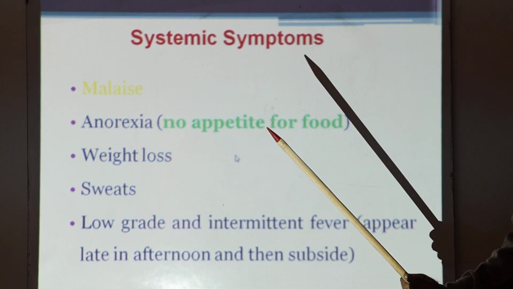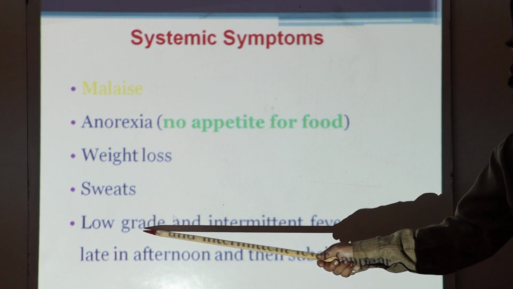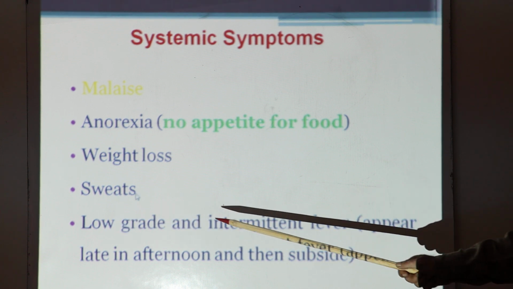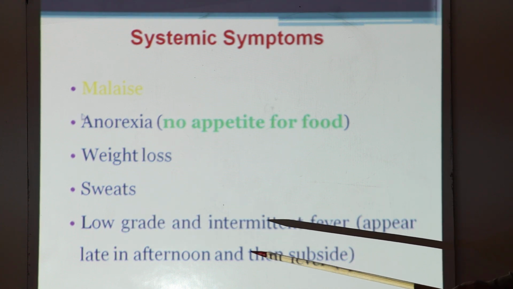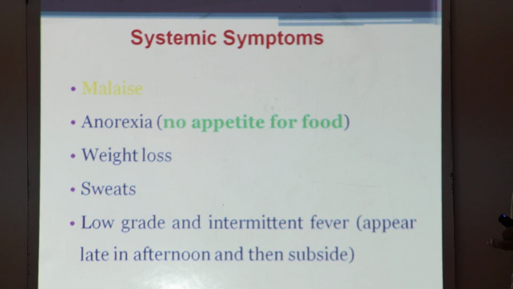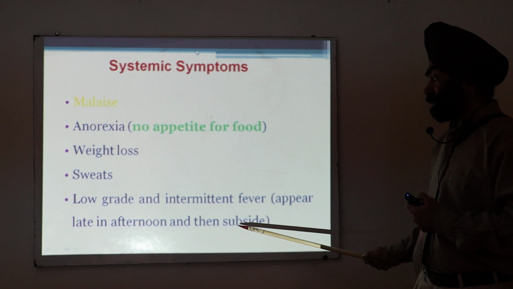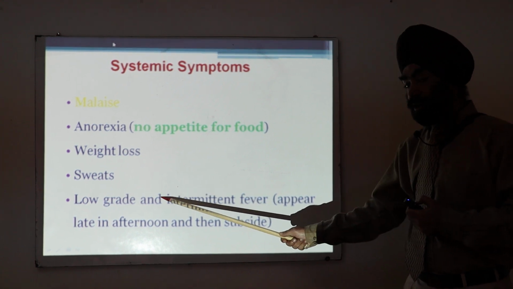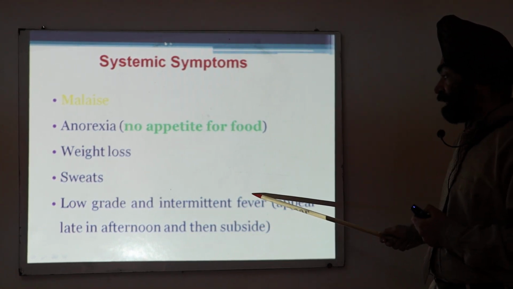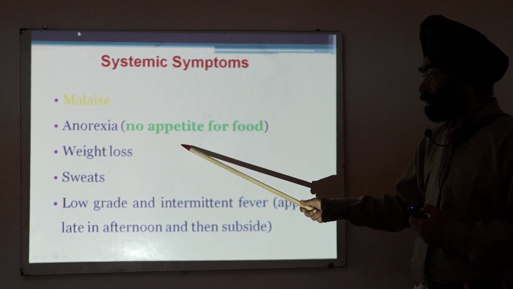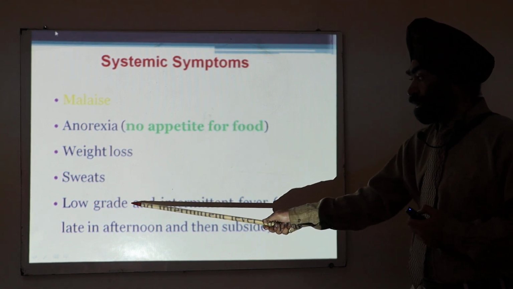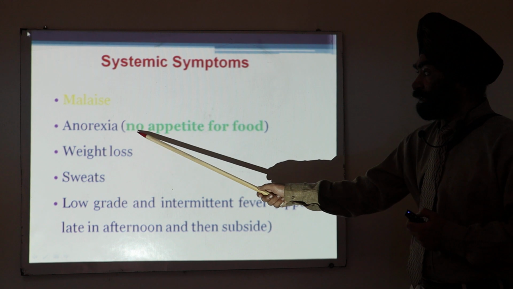Then fever is there, but this fever is low grade. It is not a very high fever, low grade and intermittent. Intermittent means the fever is not continuously present throughout the day. So the fever will come and it will disappear. That means it will appear late in the afternoon and then it will subside. This kind of fever which is not continuous is called intermittent fever. So these are the common symptoms: sweating, low grade fever, intermittent fever, weight loss, anorexia and malaise.